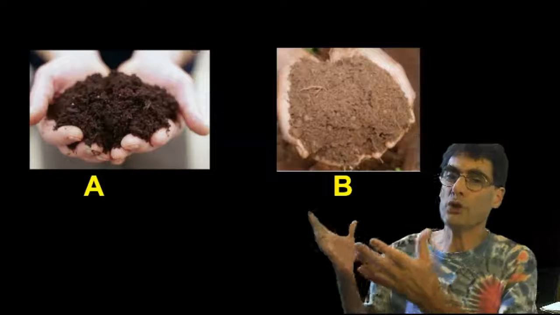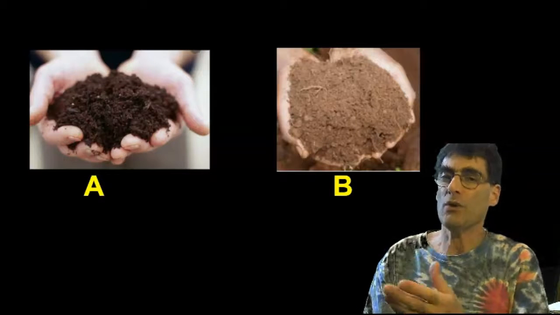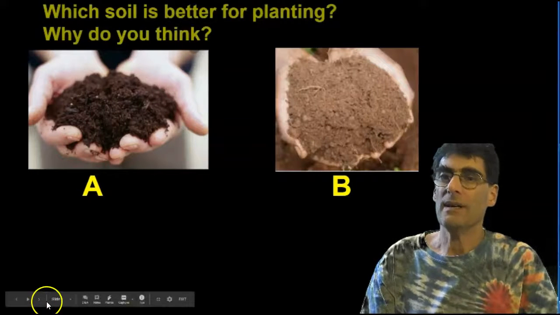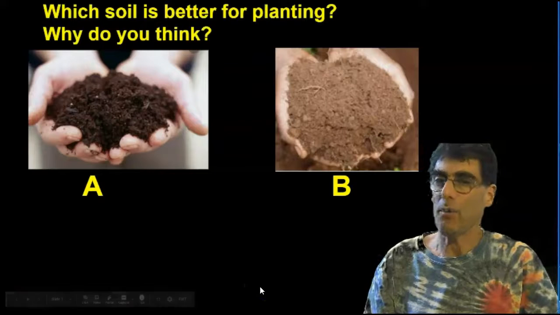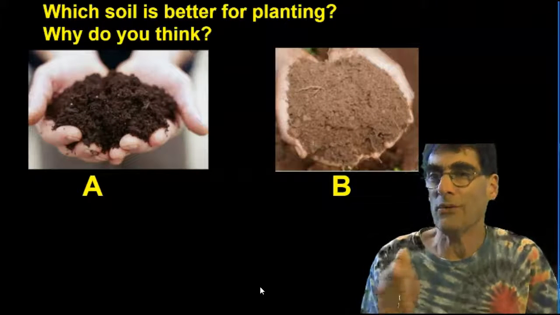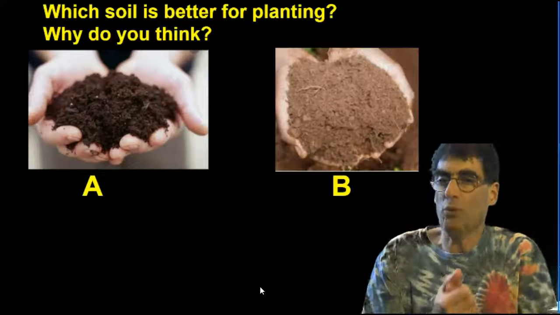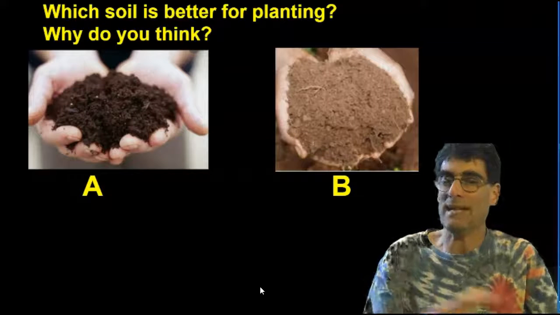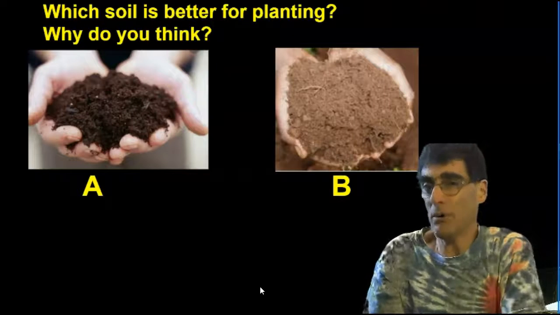So here we have two samples of soil, and I ask you which soil would be better for plants to grow in. Right? So which soil is better for planting, A or B? And now I want you to tell me why you think it's better. Just what does your gut tell you which one of these is better for planting and why? Why is it better?